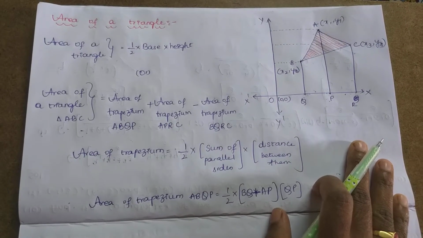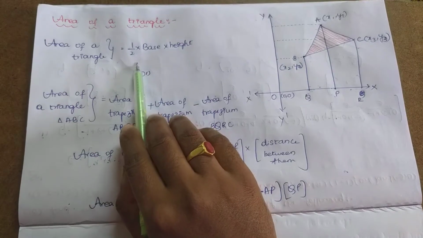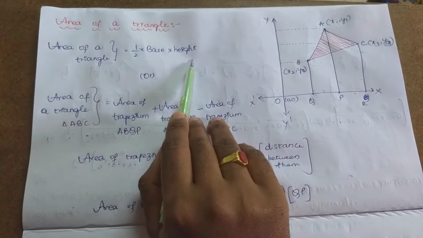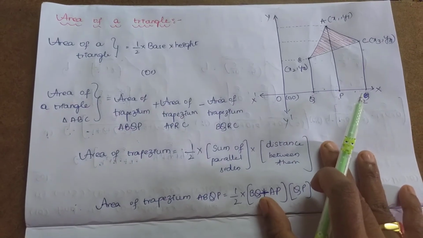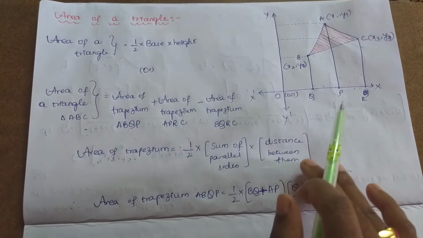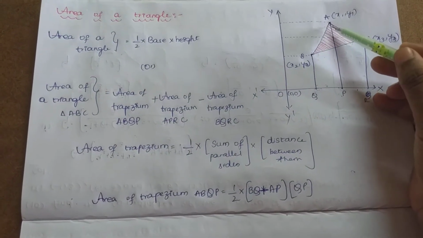Hello friends, in this video let us derive the formula for area of a triangle. In our earlier classes we have learned the area of a triangle formula as 1 by 2 into base into height. In this video let us derive the formula when the coordinates of the three vertices of a triangle are given. Let me explain with the help of a diagram.